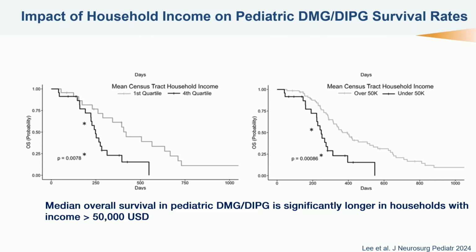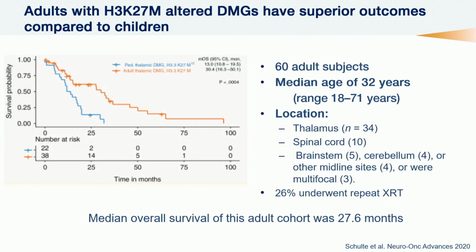Since we made this updated diagnosis, where we are now including a variety of locations in our clinical trials and calling them diffuse midline glioma H3K27M altered, it is also important to understand whether there is a difference between adults and children and by location. This is one of the larger studies that has been published by the UCSF Adult Neuro-Oncology Group. They looked at 60 adult patients, and they were able to show that adult patients have superior outcomes compared to children.